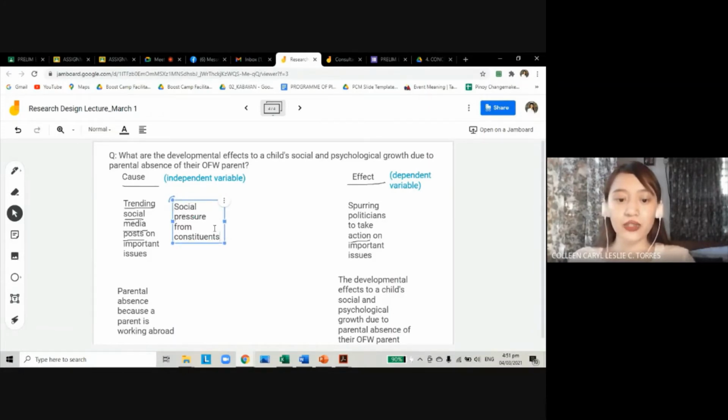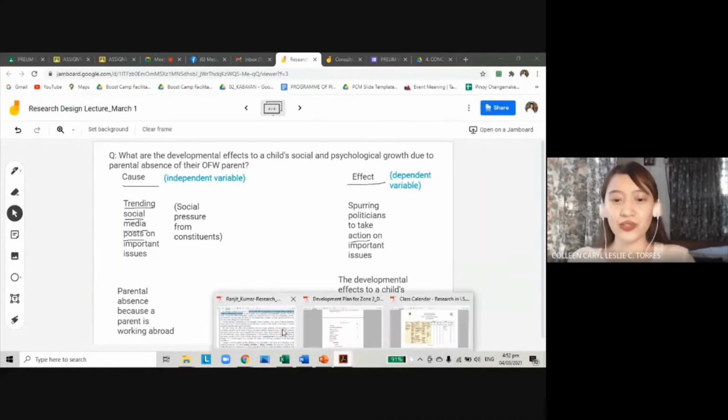So what is causing the change? Again, what is causing the change of a politician's behavior? It is the social pressure. So the social pressure is the independent variable because this is causing the change. And the parent's absence is the independent variable because this is causing the change to their child's social and psychological growth, no. I hope that's clear.